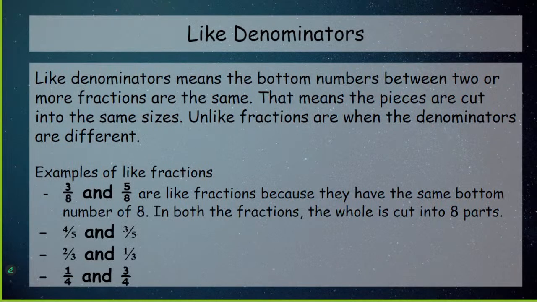Like denominators. Like denominators means the bottom numbers between two or more fractions are the same. That means the pieces are cut into the same sizes. Unlike fractions are when the denominators are different. So let's say we have unlike fractions, then the denominators will be different from each other.